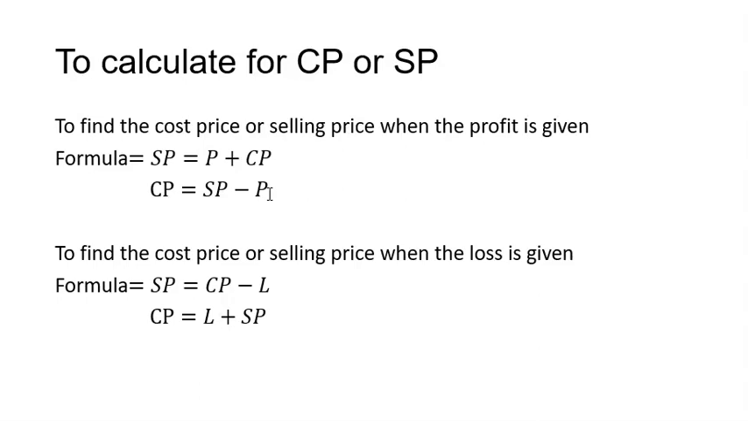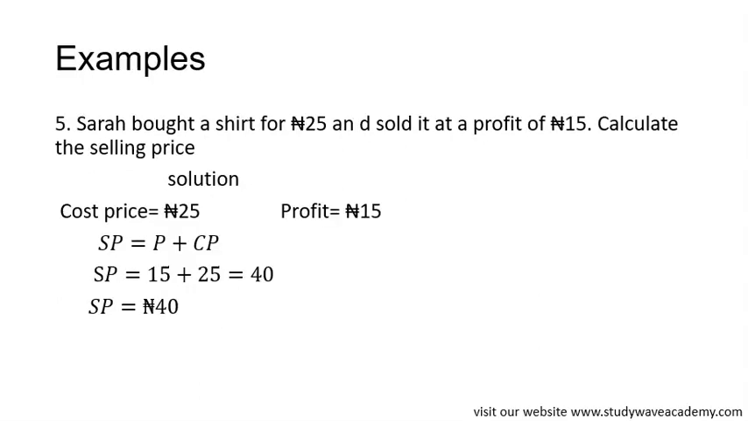So to find the cost price when the profit is given is selling price minus profit. Do you understand? Then to find the cost price or selling price when the loss is given. Now the loss will be given, not the profit, the loss. When the loss is given, the selling price is cost price minus loss, that is SP equals CP minus L. And to find the cost price when the loss is given, it's CP equals L plus SP, okay? So we're going to be looking at examples to help us understand how to use these formulas.